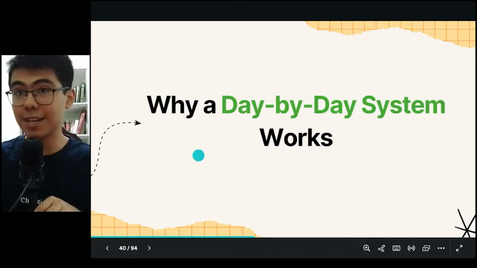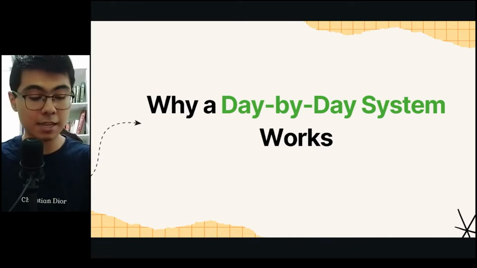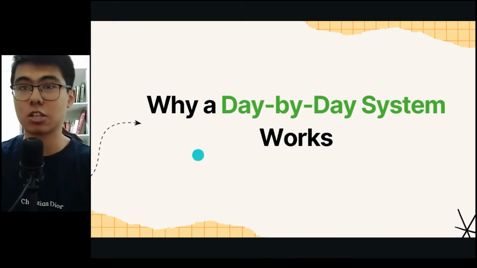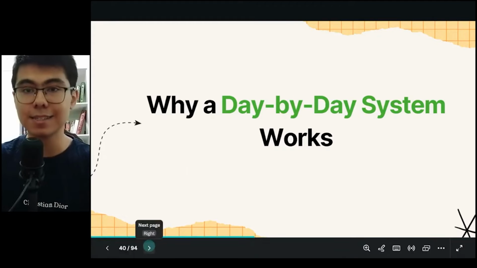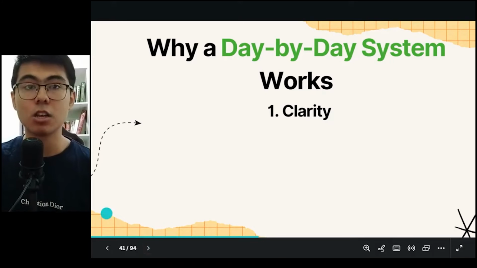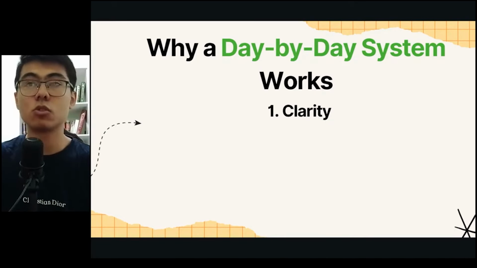Why? Because you will have a day-by-day system. If you study 30 minutes a day for 6 weeks, that's way better than one really long study session. And let me talk about why a day-by-day study system works. Well, firstly, you will have clarity. You will know every single day what you have to do to improve your SAT score.